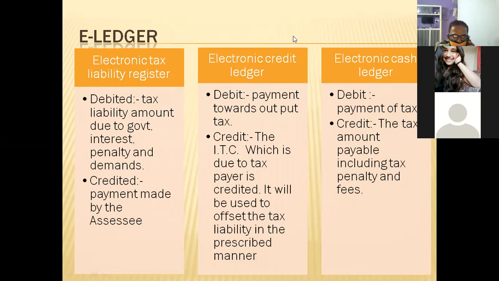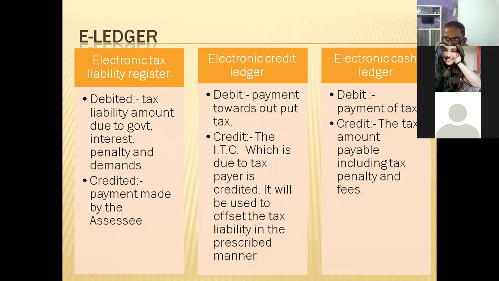Whatever amount you paid while buying the goods is called input tax, and that will be displayed in the credit column. This input tax will be used for the payment of tax liability, or to offset the tax liability, in the prescribed manner. Again, repeating once again, whatever output tax you paid will be entered in the debit column. Whatever input tax you paid is entered in the credit column. The input tax you paid is nothing but input tax credit, ITC, and that is the electronic credit ledger.